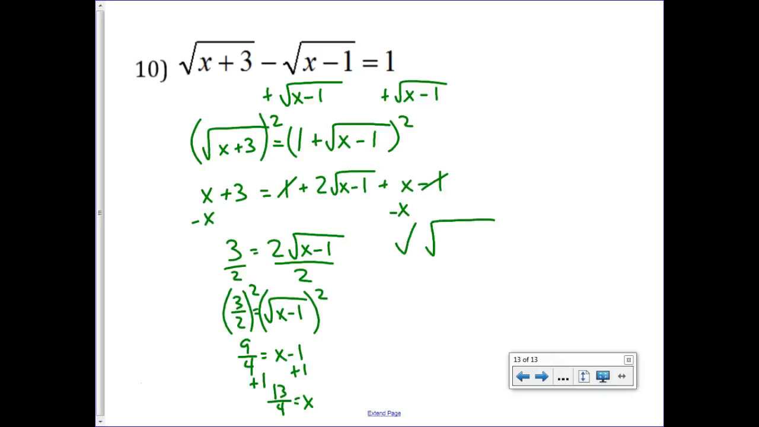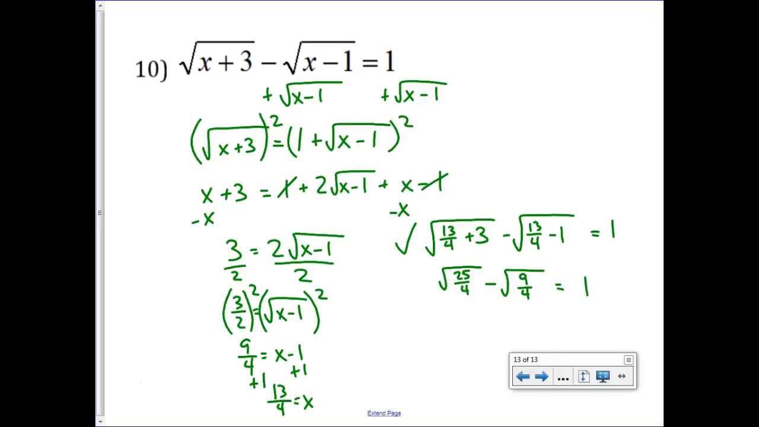I get the square root of 13 over 4 plus 3 minus the square root of 13 over 4 minus 1 is equal to 1. Well, 3 we could write as 12 over 4. So 13 over 4 plus 12 over 4 is 25 over 4. Oh, that's a minus. Then 13 over 4 minus 1, minus 4 over 4. That's 9 over 4. 13 minus 4 is 9. We want to check that that's equal to 1.